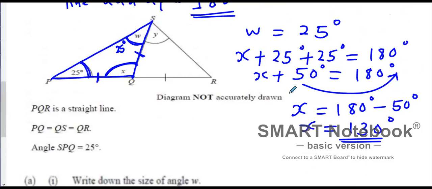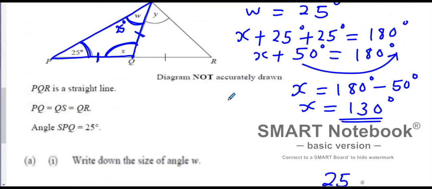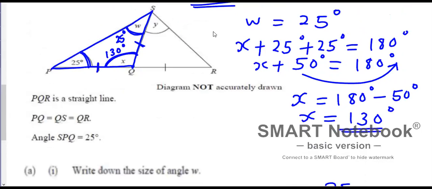All right, so far so good. So this angle here is 130 degrees. Now you are given that if you look on the other side, you can see again a triangle.